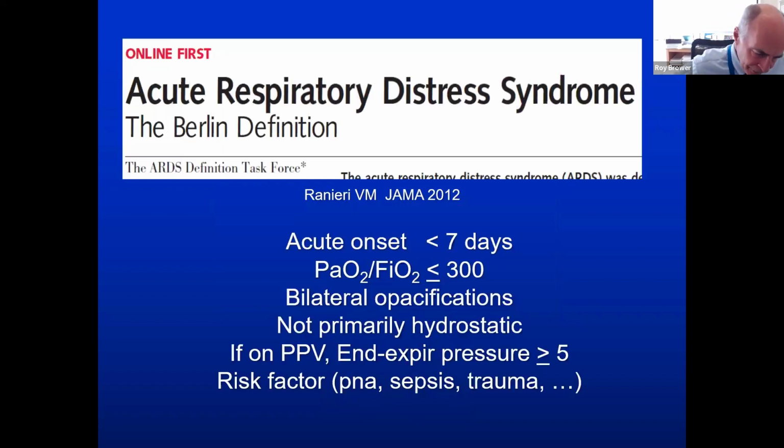So how do you define ARDS now? Well, here's a publication from a consensus committee in 2012 that said that this should be a presentation acute in onset, less than 7 days. Hypoxemia defined as a ratio of arterial PO2 divided by FiO2 less than or equal to 300. Bilateral opacifications, not primarily hydrostatic. And if on a ventilator, the end expiratory pressure should be at least 5.